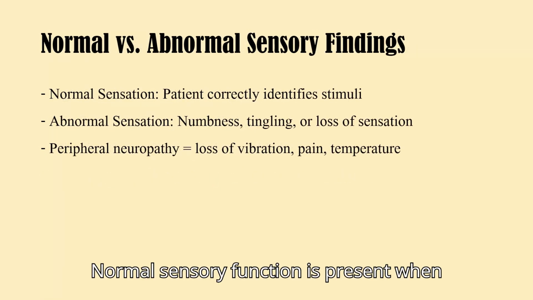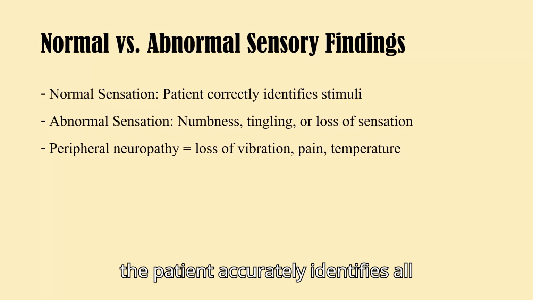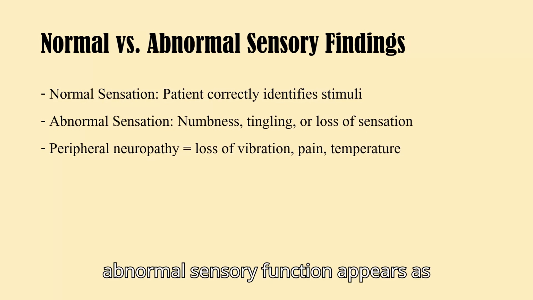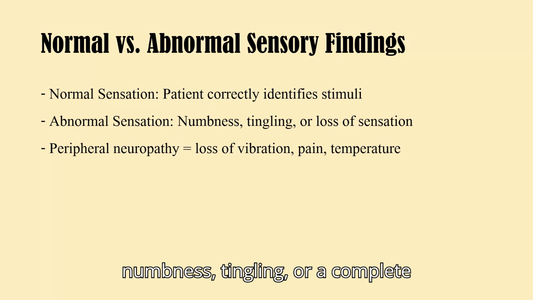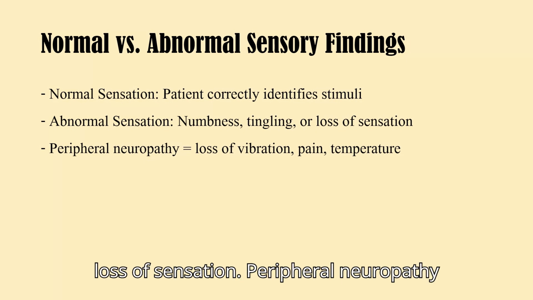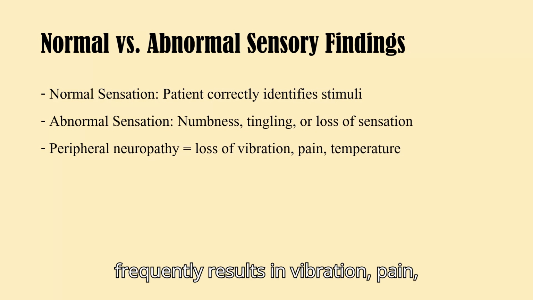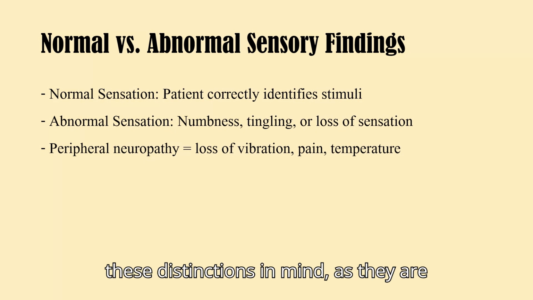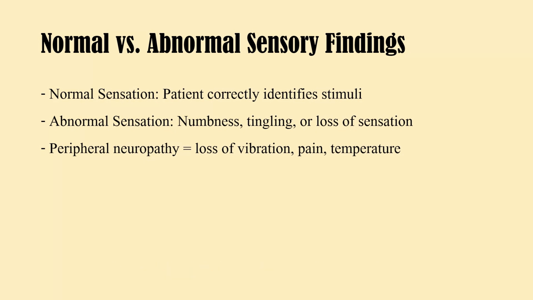Normal sensory function is present when the patient accurately identifies all applied stimuli. In contrast, abnormal sensory function appears as numbness, tingling, or a complete loss of sensation. Peripheral neuropathy frequently results in vibration, pain, and temperature perception deficits. Keep these distinctions in mind, as they are critical for accurate diagnosis.